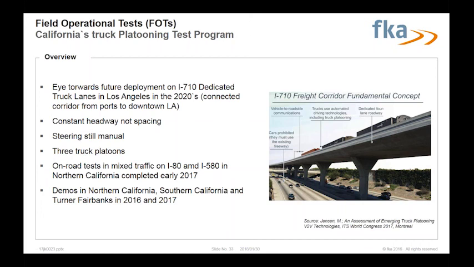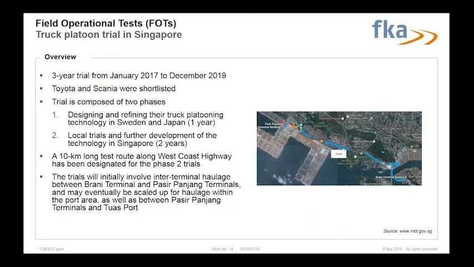Also in Singapore, there's a new field operational test started in 2017 with Toyota and Scania. It's a 3-year project. The first year is to design and refine the truck platoons they have developed already in Sweden and Japan. And in the second part of the project, there will be a 2-year trial, also a 10-kilometer long test route along West Coast Highway. And we are quite excited to see the results of these tests.